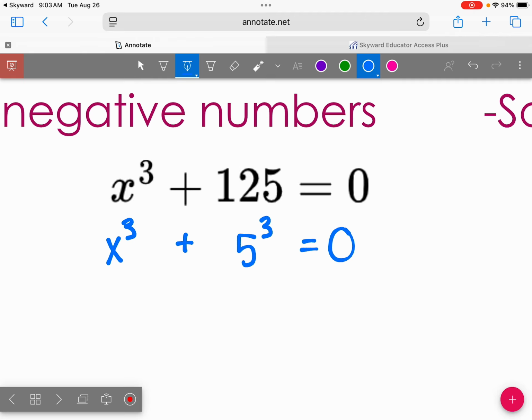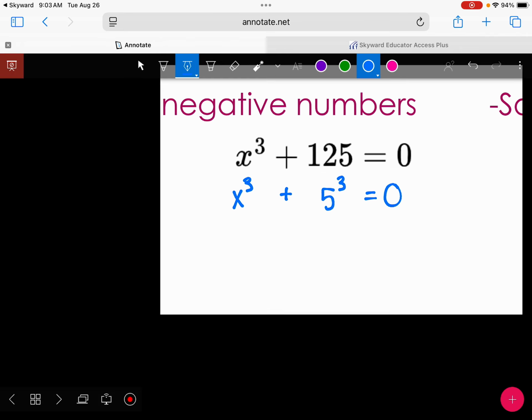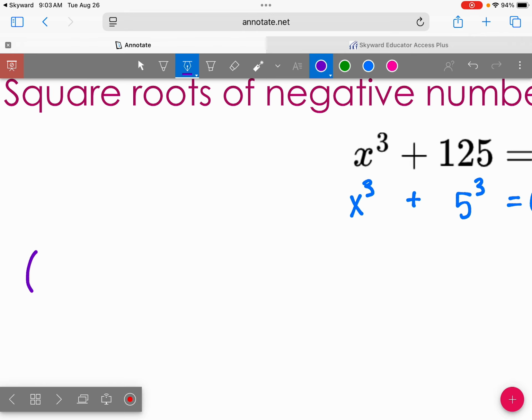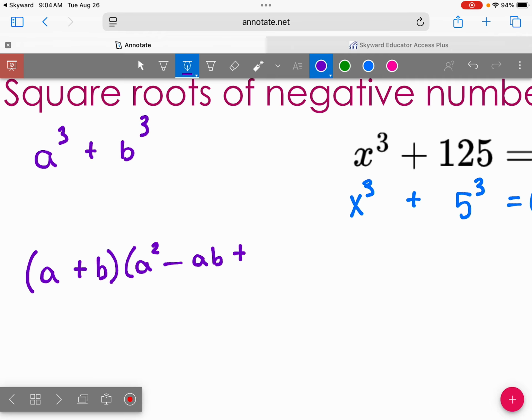Okay. So that helps because if we have a sum or difference of cubes, we have a pattern for it. If we have two things that are cubed, we're going to have our first term with the same sign. Then we have our first term squared. We get the opposite sign. The product of both of them, always positive, b squared. So that's our little pattern.